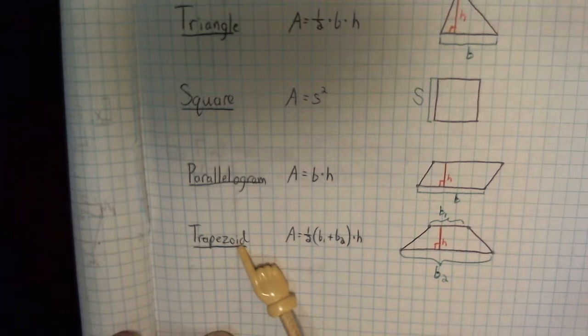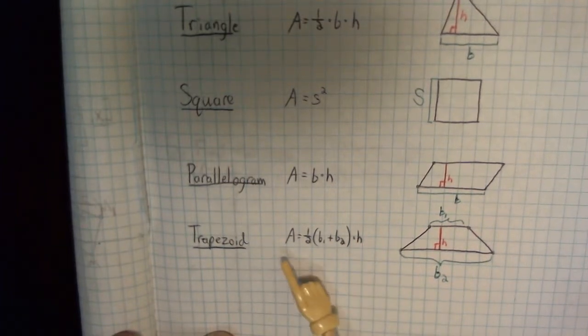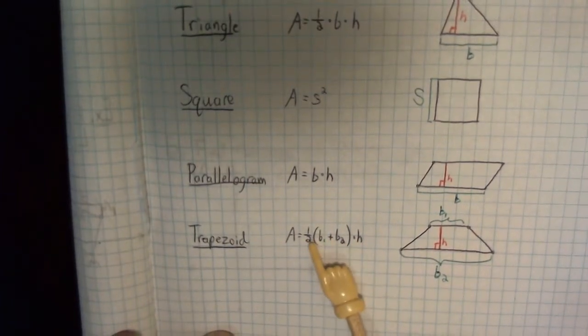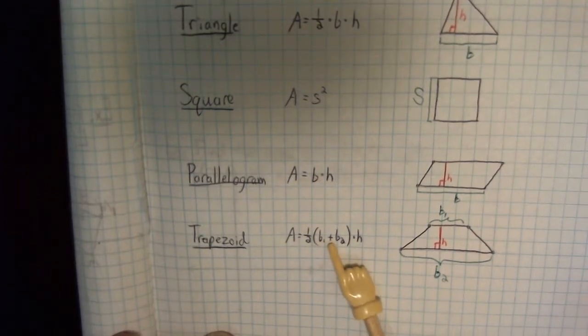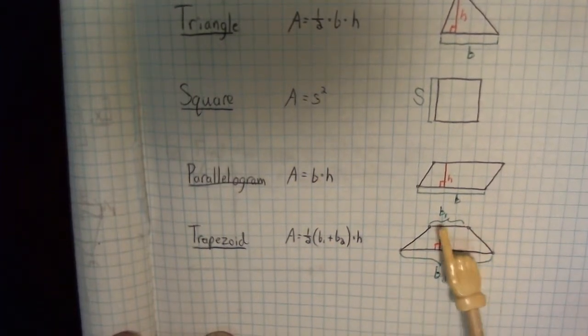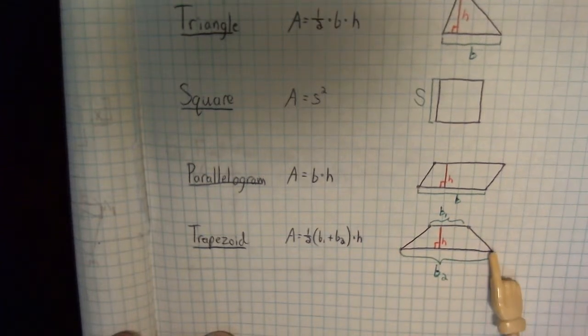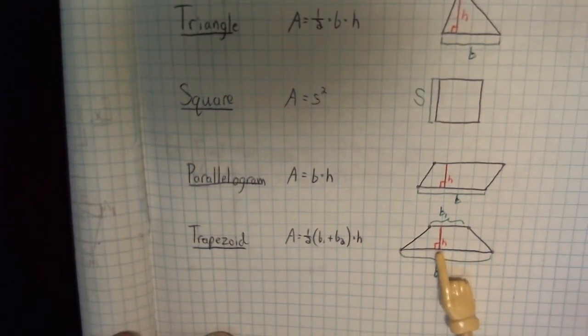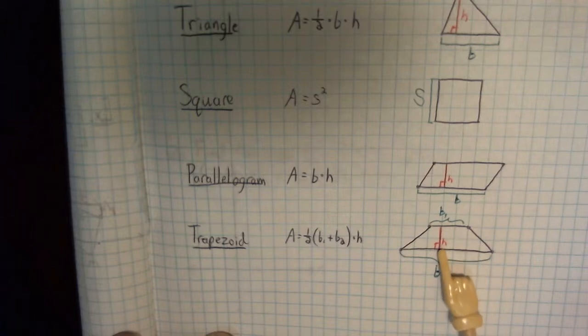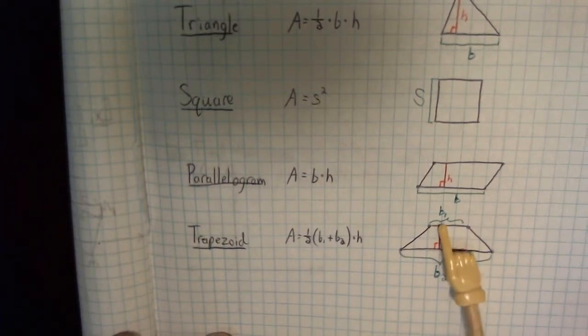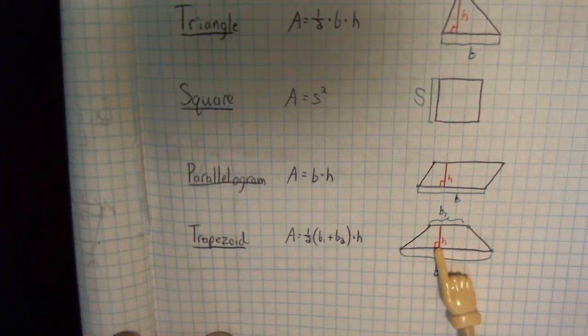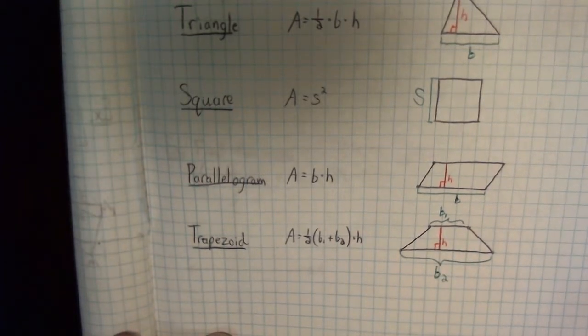And our last one is trapezoid. A little bit of a different formula here. Area for a trapezoid is 1/2 base 1 plus base 2 times height. Notice how you have two bases in a trapezoid, and you have a height which again is perpendicular to both bases. So we would add these bases, divide by 2, and then multiply by our height.